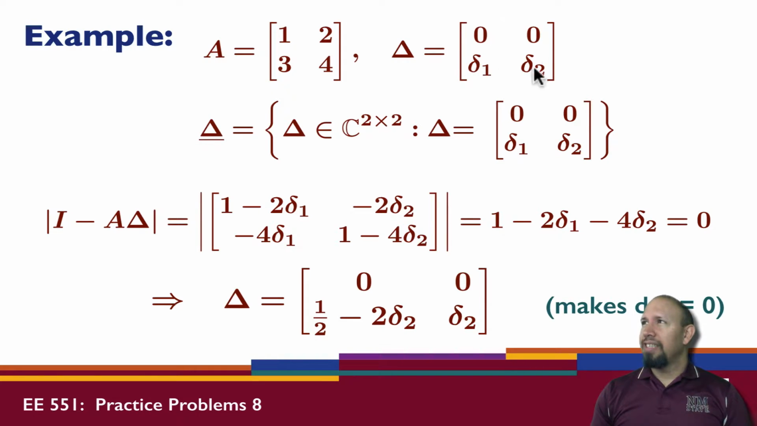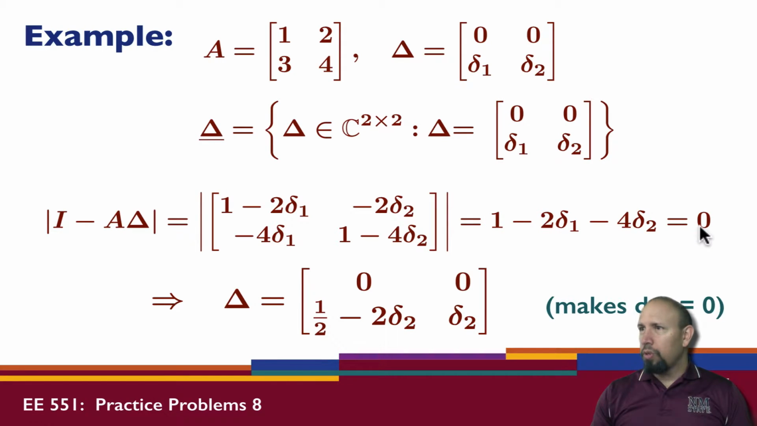And this is my uncertainty set. My uncertainty has these two elements being uncertain. So we're basically looking at our uncertainty set being 2 by 2 matrices of this form for some values delta 1 and delta 2. If I remember, I'm looking for values where I minus A delta has determinant equal to 0. So I form I minus A delta. That's what this is. And when I take the determinant, this is what I get.